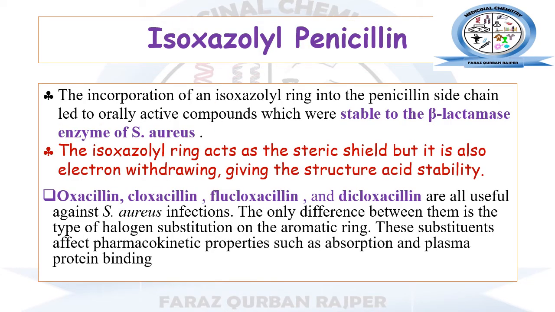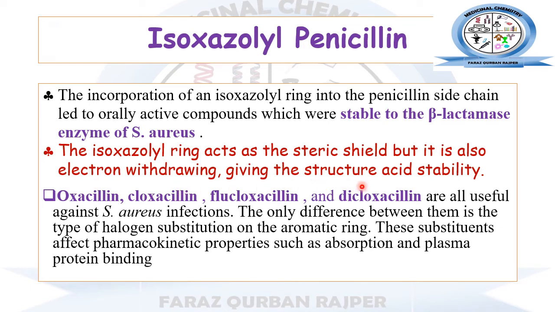The next class is the isoxazolyl penicillins. This is another class of penicillin that has beta-lactamase resistant power. The incorporation of the isoxazolyl ring in the penicillin acyl amino side chain makes the penicillin stable towards beta-lactamase. The reason is the same: the isoxazole functional group acts as a steric shield. This bulky functional group prevents the effect of the beta-lactamase enzyme. But in comparison to methicillin, the isoxazole has an electron withdrawing group.